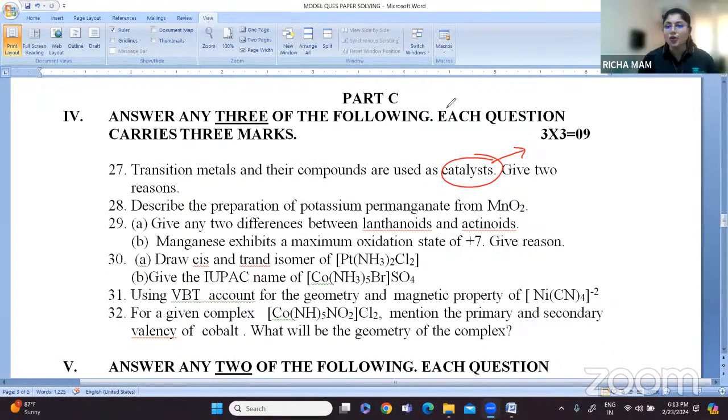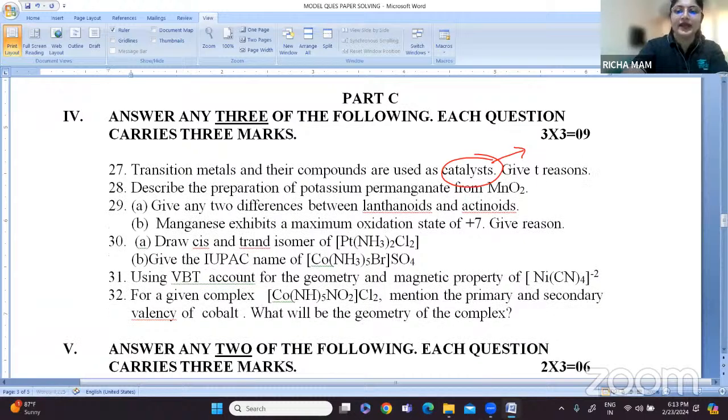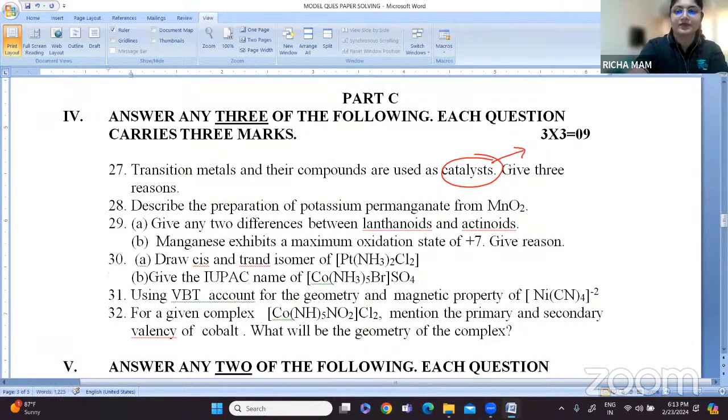I'll note down a few reasons. Out of these 4, you can write any 3 reasons. So for each reason, you will get 1 mark. Okay, so I'll change it here. You have to write any 3 reasons, and for each reason, you will get 1 mark. Okay, fine.